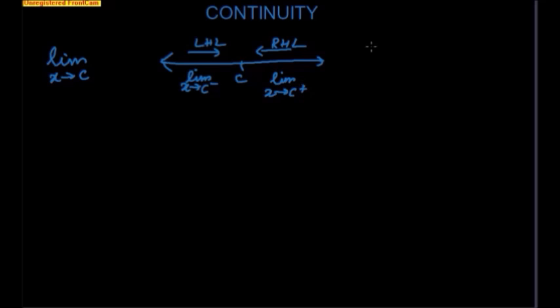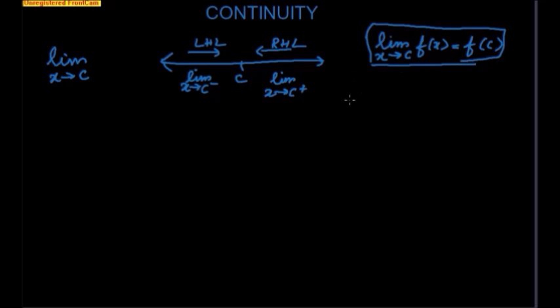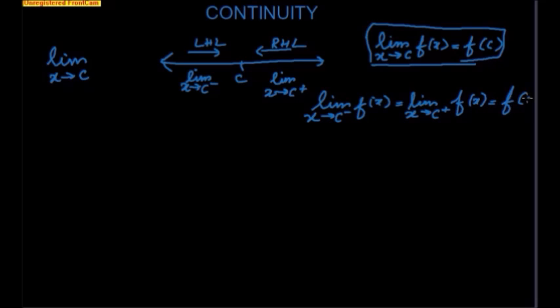Now for a function to be continuous, one condition required is limit x tending to c f(x) is equal to f(c). This is one condition which is required for a function to be continuous. The second condition would be that limit x tending to c minus f(x) is equal to limit x tending to c plus f(x) is equal to f(c). Either of these two conditions has to be true for the function to be continuous.